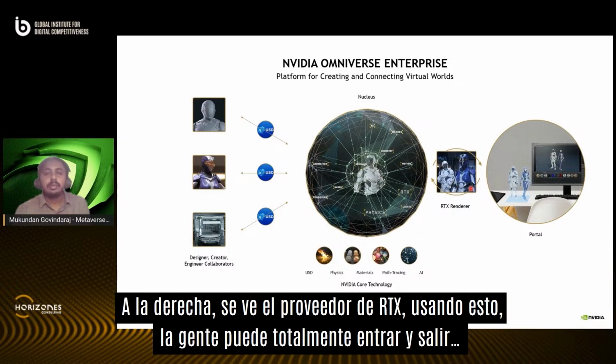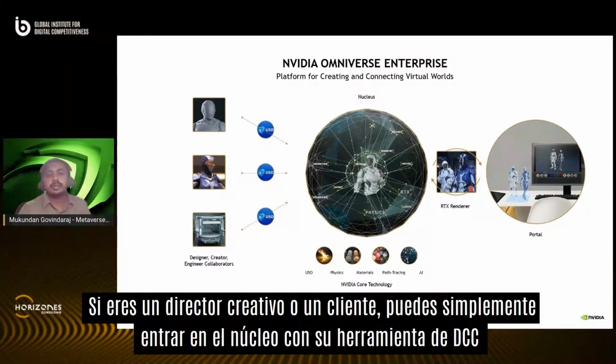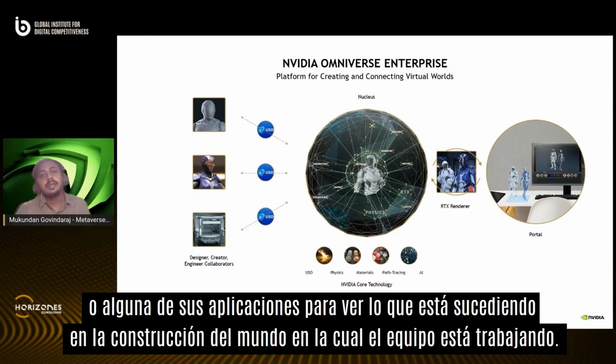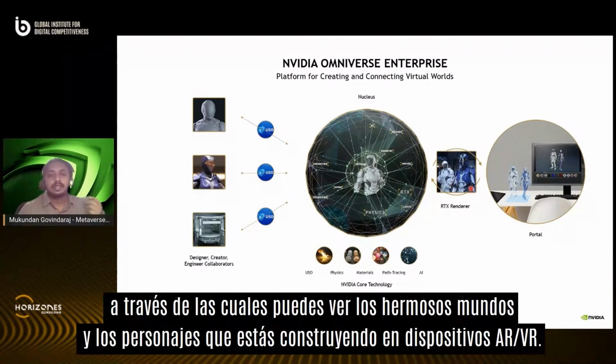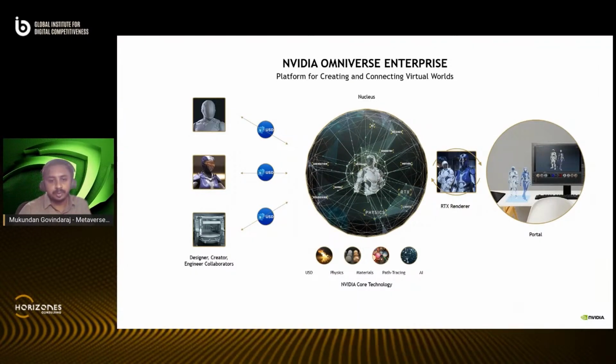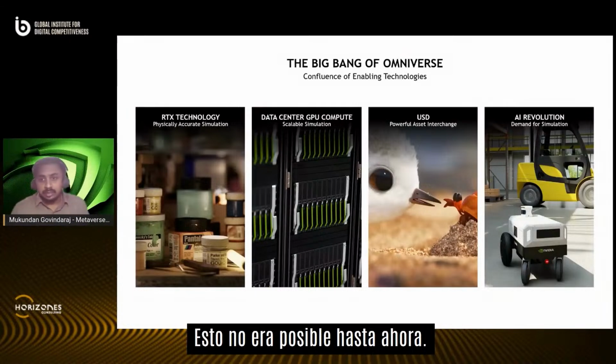On the right, you see the RTX renderer. Using this, people can portal in and out. If you're a creative director or a client, you can simply portal into Nucleus with your DCC tool or some of your Omniverse application to see what is happening in the world building that the team is working on. Also, you can embed XR solutions through which you can see the beautiful worlds and the characters that you're building in real time in AR and VR devices. This wasn't possible until now.